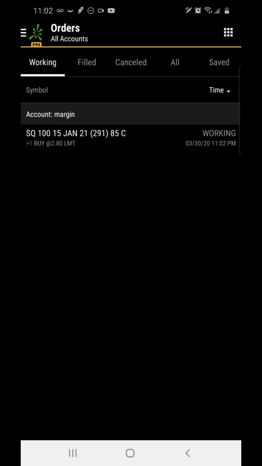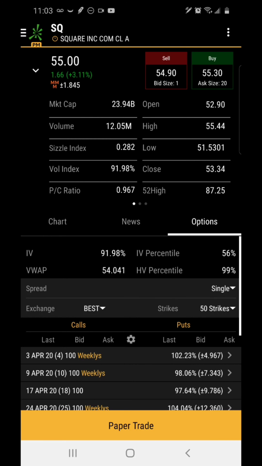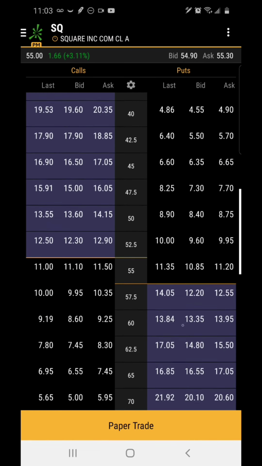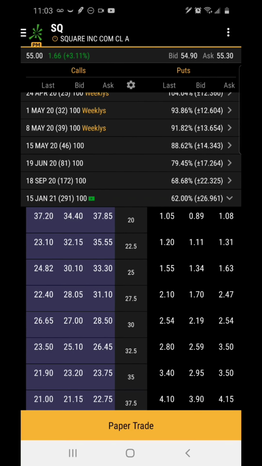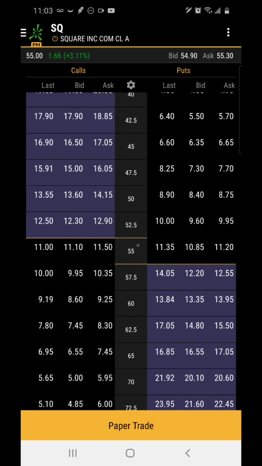Okay, so that's it. That's how you place an order when you're purchasing a call option. If you're buying a put because you think the share price is going to drop, then you follow the same exact process. Only here, you will be selecting a put. So let's say we think it's going to go down. And you see it's currently trading around $55. So we're going to place a put.